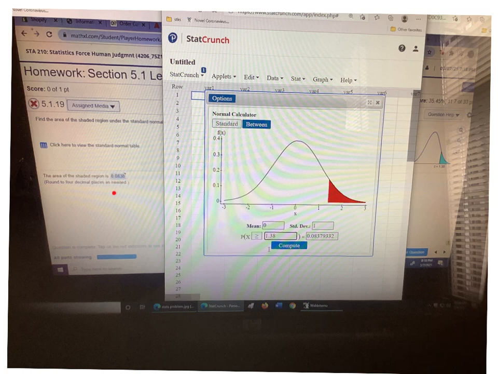They round it to 4 places. So you can use StatCrunch, real nice. It's available all the time. Or you can use a graphing calculator, or you can use this table here. I kind of prefer technology. I like the normal calculator in StatCrunch real well. Hope this helps.